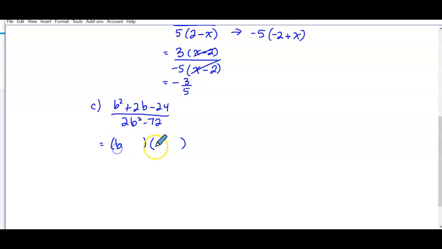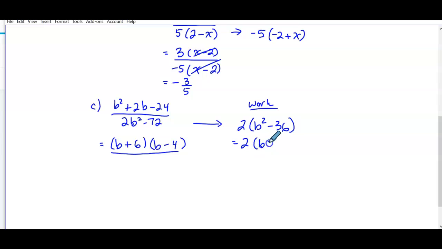That's going to be b's at the beginning, and that's going to be 6 and -4. So that's going to be plus 6 minus 4. Now the next one, I notice there's a 2 in common, so I'm going to factor out the 2, and so here, this is my work, just showing on the side. Now that can be factored again. That's going to be b plus 6 times b minus 6. It's a difference of squares.